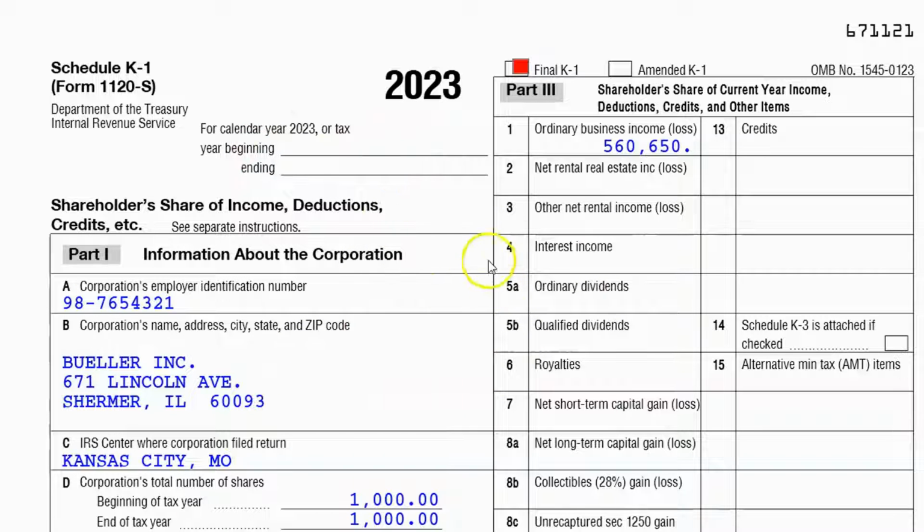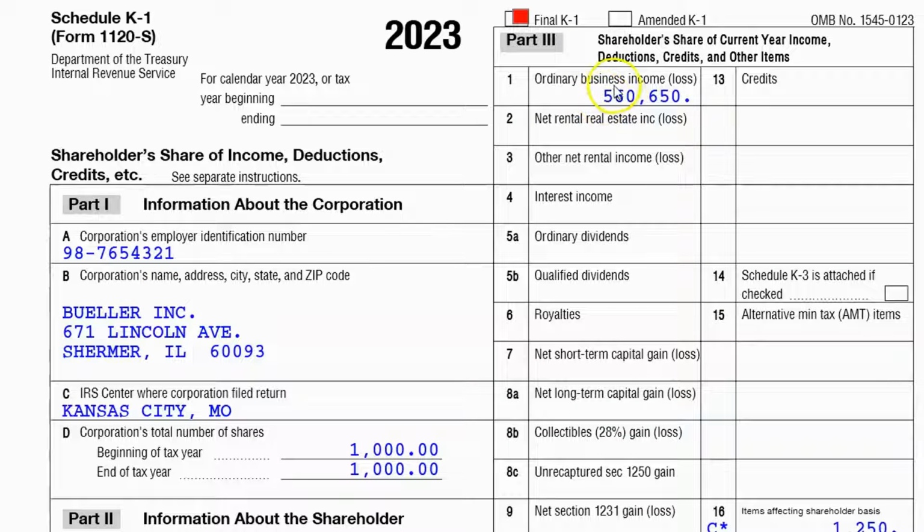And then the shareholder puts this on their tax return, okay? So in this case, the business had $560,000 of income. Ferris is going to put this amount on his personal tax return, and he's going to have to pay tax on that income on his personal tax return, okay? So this amount is going to show up on his personal tax return.